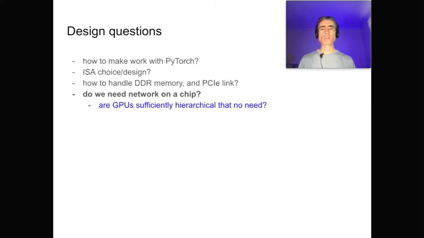Do we need network on a chip? So I'm reliably informed that yes, we do. However, I'm not sure about this. I feel that the GPU is sufficiently hierarchical that maybe we don't need network on a chip. All of the cores sit in a compute unit. So the cores communicate with the compute unit, compute unit communicates with units above that. So I'm not sure that we need the network on a chip. I'm not sure. I'll find out.